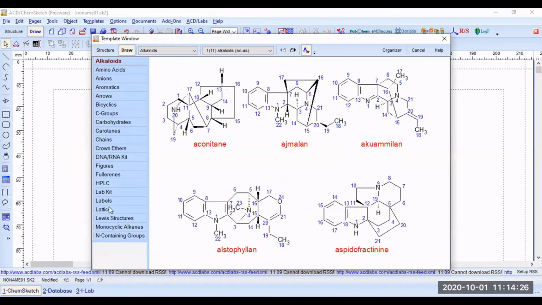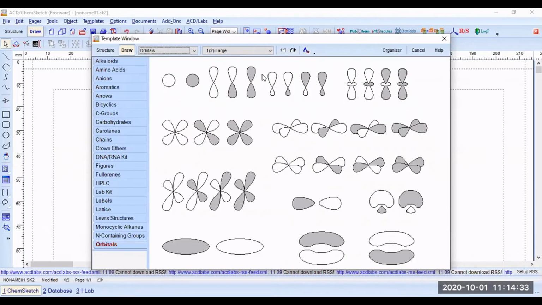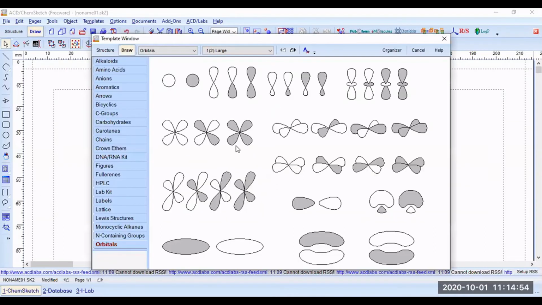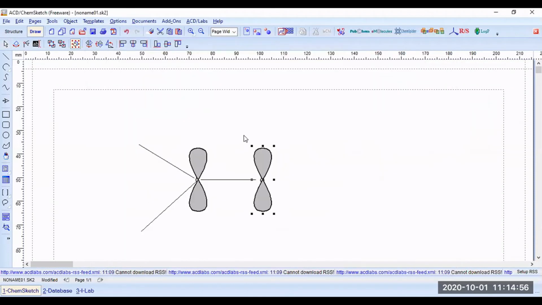Let us see that the carbon is having one p orbital here and oxygen is having a p orbital. So now what will happen? Electrons will be delocalizing from one orbital to another orbital. This is what happens.